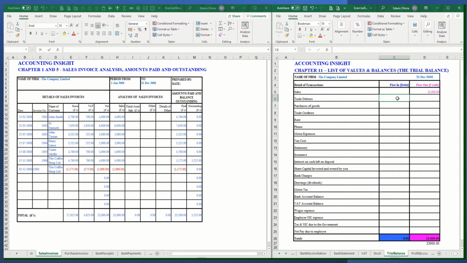The next item to list out is the trade debtors. Trade debtors represent cash that's going to come in, so it will be a debit balance to flow in. Again, if you look at our listing, chapter 1 and chapter 5, our trade debtors, if you remember, are there. So we link that in.